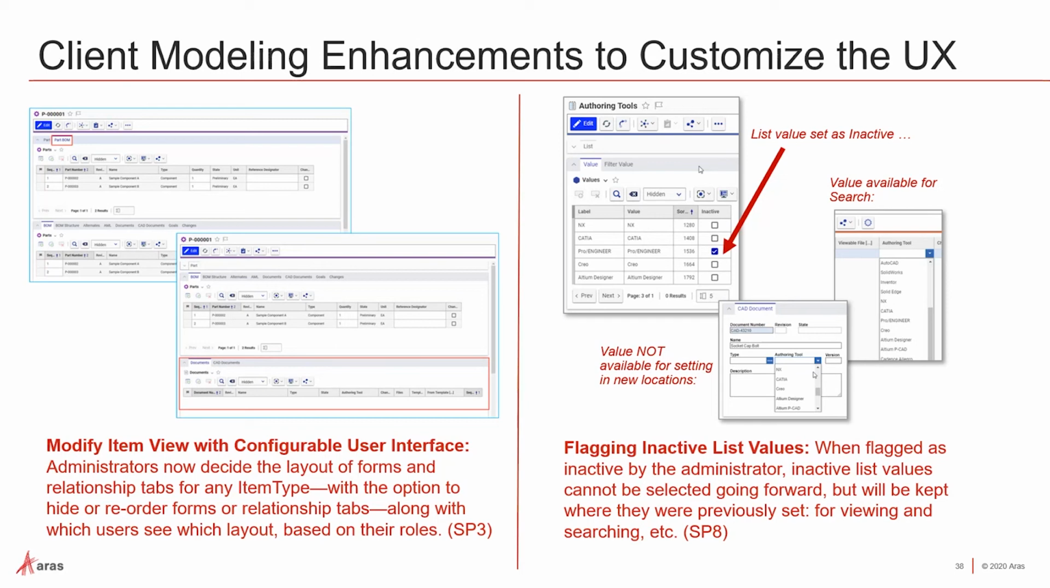Setting list values as inactive was added by request from some customers where it was a regulatory requirement. If a list value was previously used but then is decided to be no longer valid, data that has the old value is still displayed and is searchable, but that value cannot be used going forward.